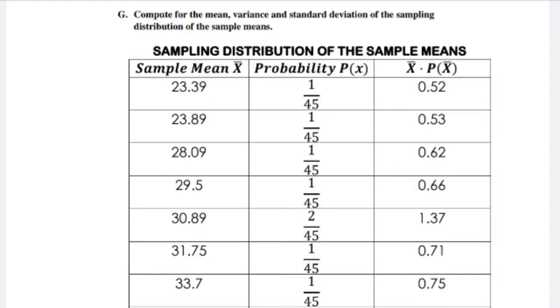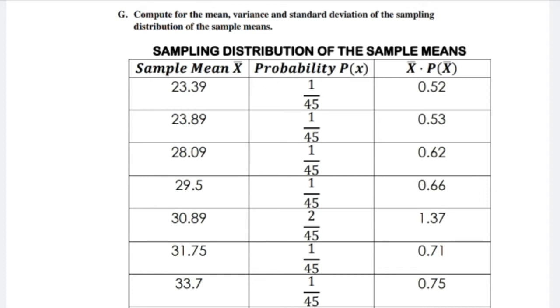G. Compute for the mean, variance, and standard deviation of the sampling distribution of the sample means. So, meron po tayo ditong sample mean, yung probability niya, and yung dulo is yung sample mean times yung probability. So, yung first 5 examples po natin dito ay ang probability po nila is 1/45, dahil isang beses lang sila nag-appear dun sa mga sample means na meron tayo. And yung total natin sa mga sample na yon ay 45, kaya 1/45.